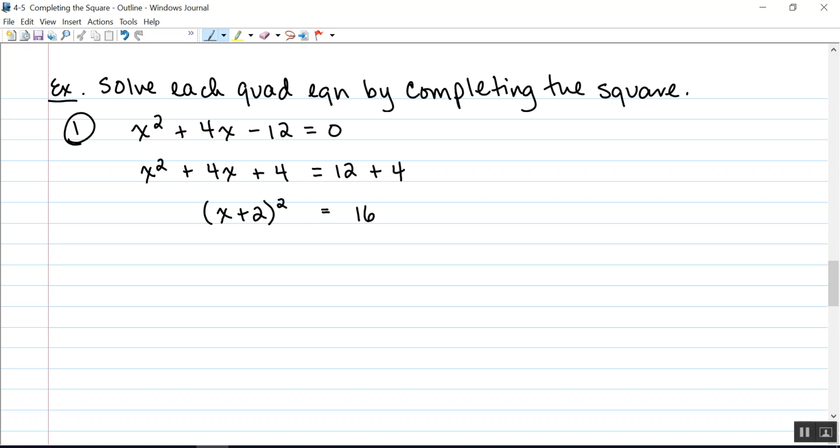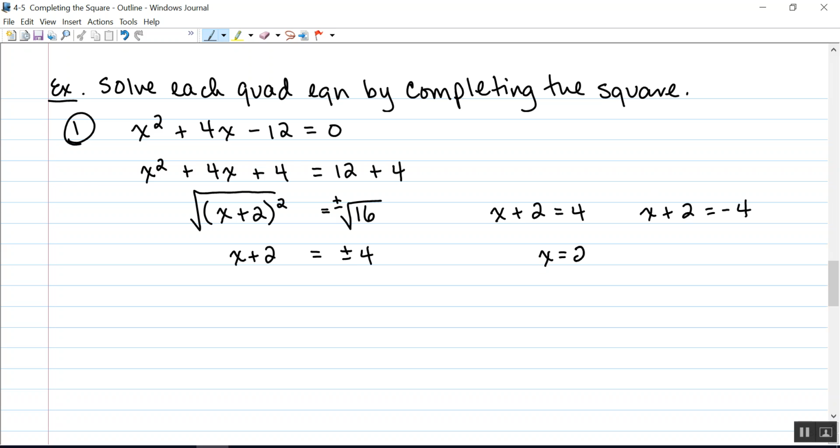Now I can use the zero product property. Take the square root of both sides. This becomes x plus 2 equals plus or minus 4. That gives me two equations. x plus 2 equals a positive 4. x plus 2 equals a negative 4. So x equals 2, and x equals a negative 6.